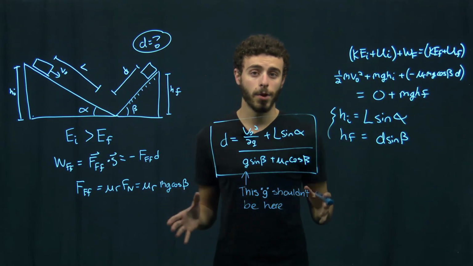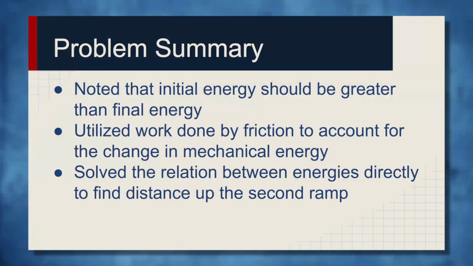So let's go ahead and review what we've just done. We first noted that we expect the initial energy to be larger than the final energy because friction should take away mechanical energy from the system. Then we wrote down a relationship between potential energy, kinetic energy, and work. The work done by friction was calculated by plugging into this relation along with the initial and final mechanical energies. Then we solved that equation directly and found the distance traveled up the second ramp.